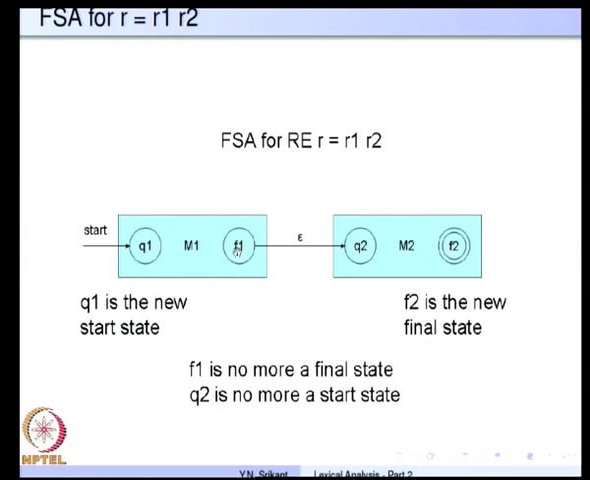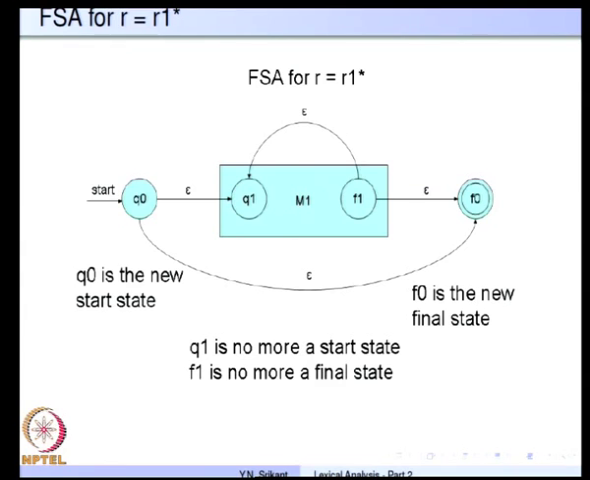So, which part is R1 and which part is R2? Well, this is a non-deterministic automaton. So, it automatically can make transitions which take care of acceptance of the strings corresponding to R1 and R2 appropriately.